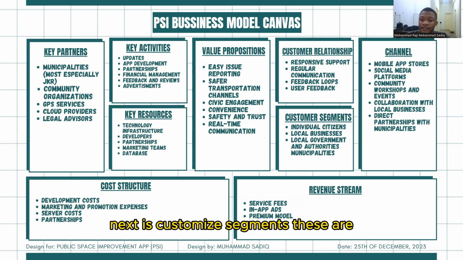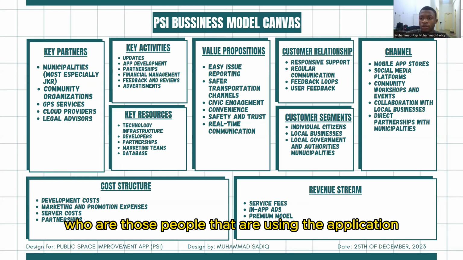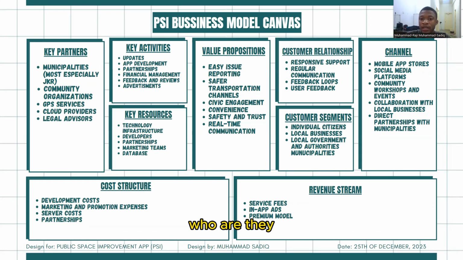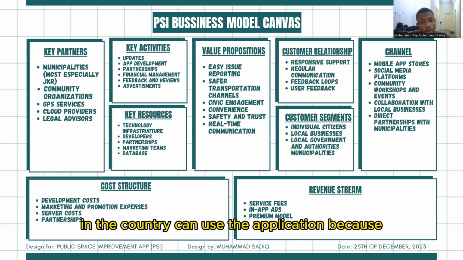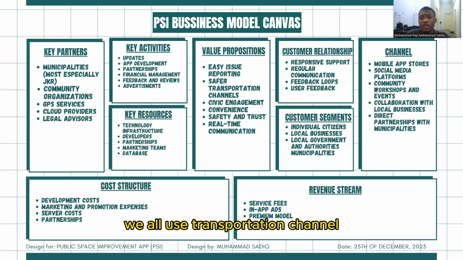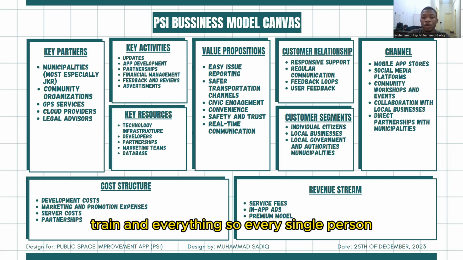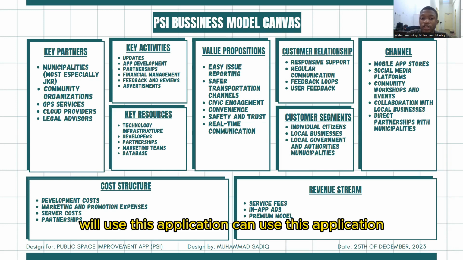Next is customer segments. Who are those people that will be using the application? Who are they? Then now let's go there. Individual citizens, yes. Each and every person in the country can use the application, because we all use transportation channels. We all go out with cars, motorcycles, trains, and everything. So every single person can use this application.